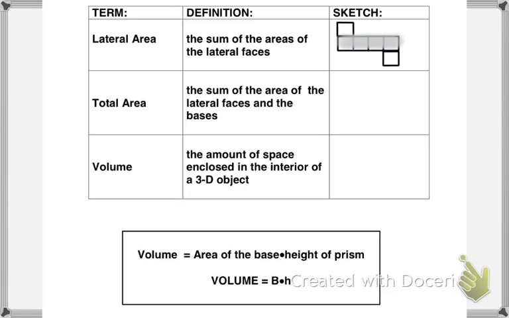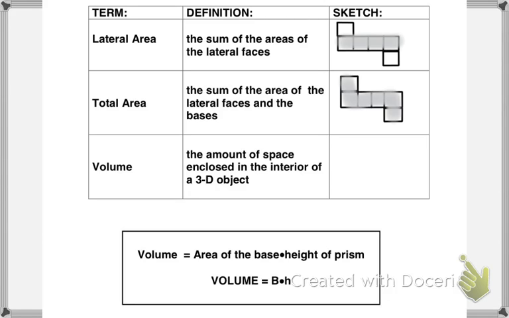The total area, however, is the sum of the area of all the faces, the lateral faces and the bases, as seen in the net. We want the area of each one of the rectangular faces of the prism and add those areas together.